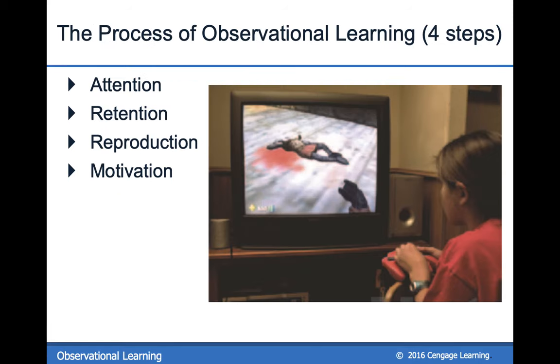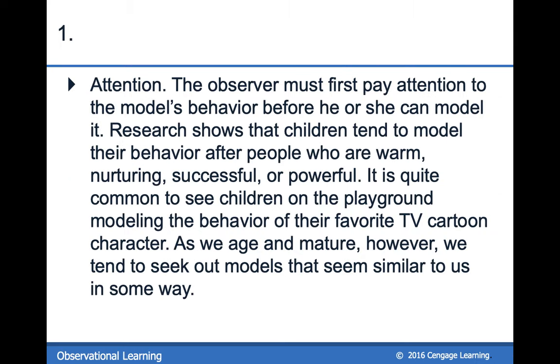So again, we're going to be going through these steps: attention, retention, reproduction, and motivation. First, the first step is attention. The observer must first pay attention to the model's behavior before he or she can model it. Research shows that children tend to model their behavior after people who are warm, nurturing, successful, and powerful. This is a really key thing.